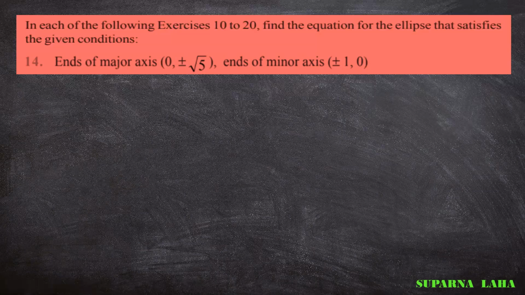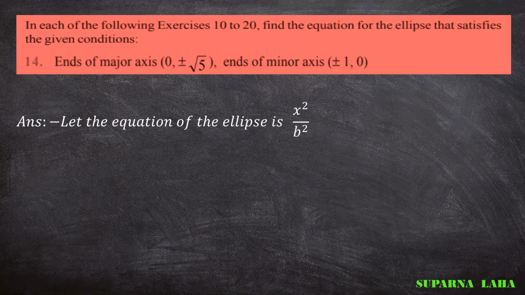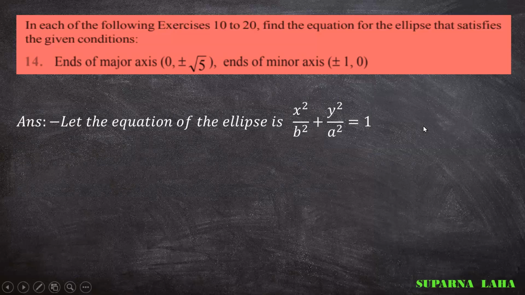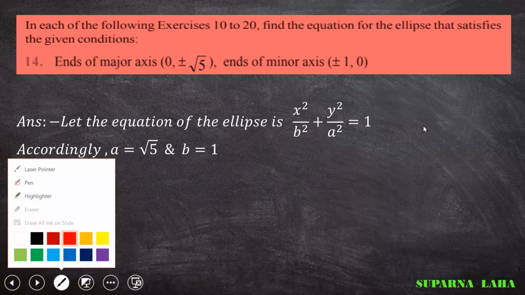Okay, so if the major axis is the y-axis, the general equation of the ellipse we can consider is x square by b square plus y square by a square equals 1. Now we can write that the value of a is root 5 and the value of b is 1. Just draw the figure, you can easily find your answer.